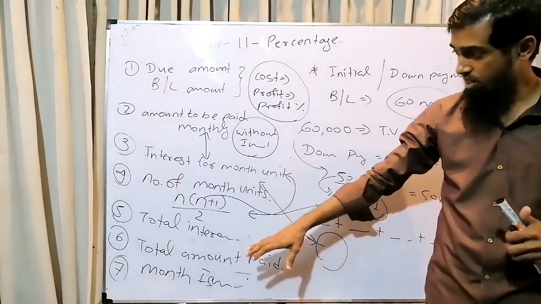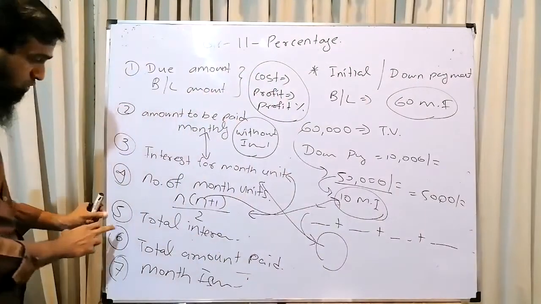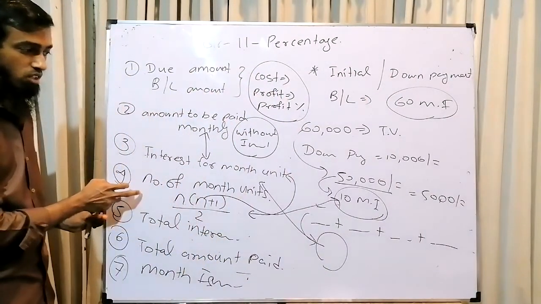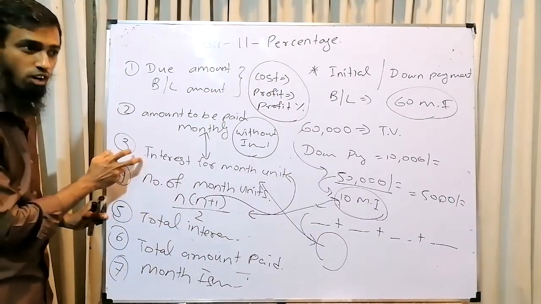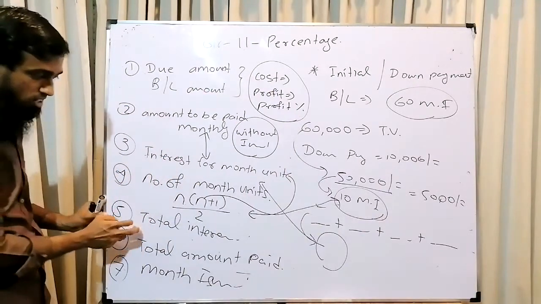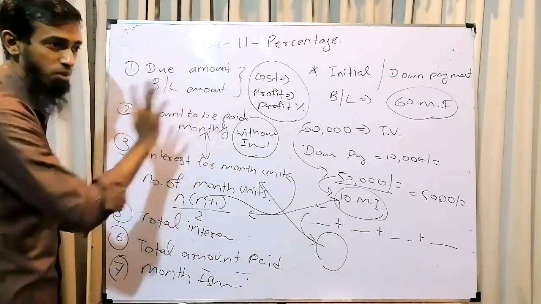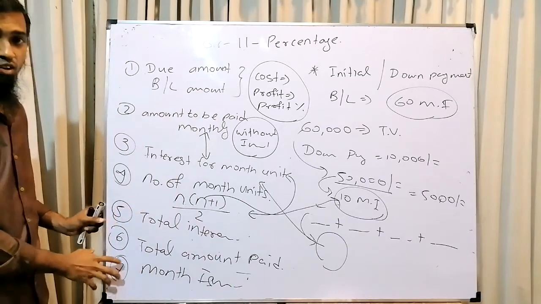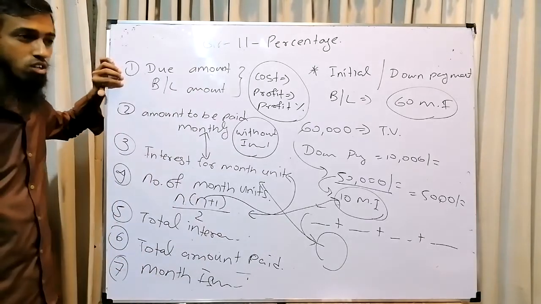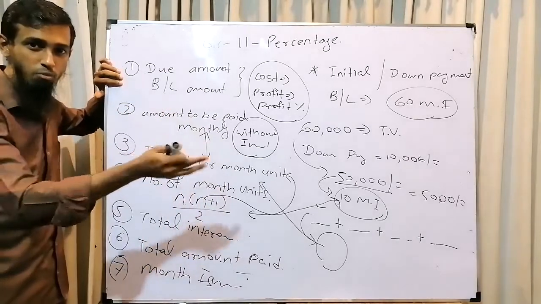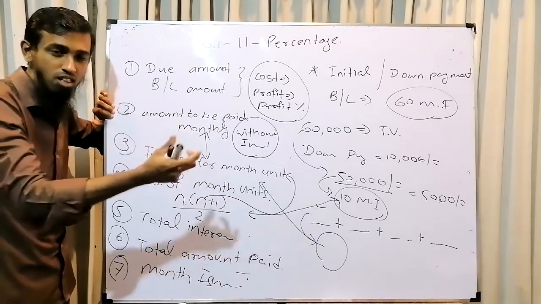You can calculate whatever it is on the first, but you can't calculate the total interest without month units. You can't calculate total interest without the interest for a month unit. You can't calculate total interest without the amount to be paid for a month. So 5, 6, 7, you can't calculate initially. So the initials are the due amount, the amount to be paid balance, the total amount to be paid balance. Then the second, the amount for an installment, the monthly installment.